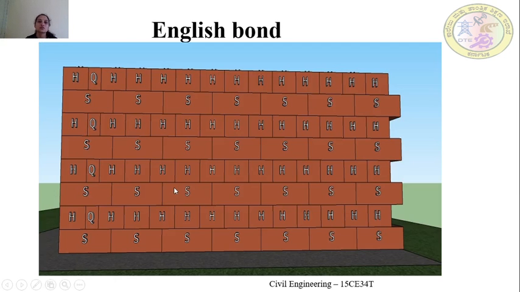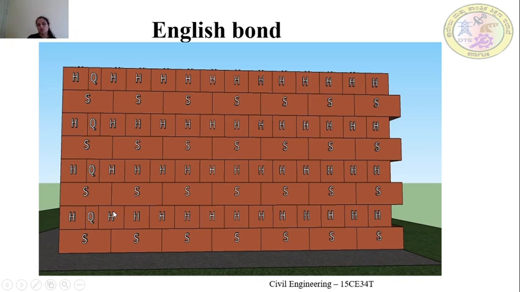This is the elevation of the English bond. Okay, just observe here. English bond means, we know, alternate stretcher and header courses are laid. So the first course is of stretcher facing, the second one is header facing. But just to break the verticality, what we have done is we have provided the queen closure.